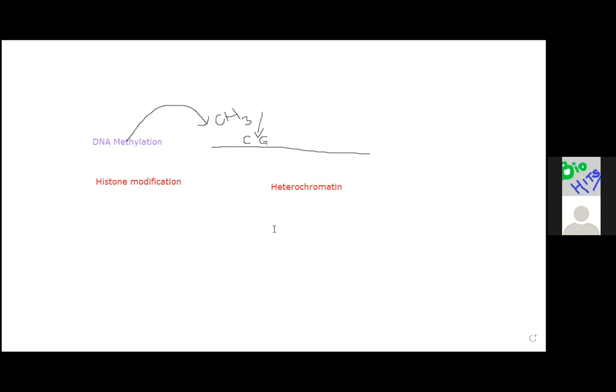One concept was DNA methylation, adding a methyl group. Now, by modifying histone also, you can control gene expression. How? There is one main modification, acetylation. One concept is histone acetylation and the other is histone methylation. So histone acetylation is the addition of an acetyl group.